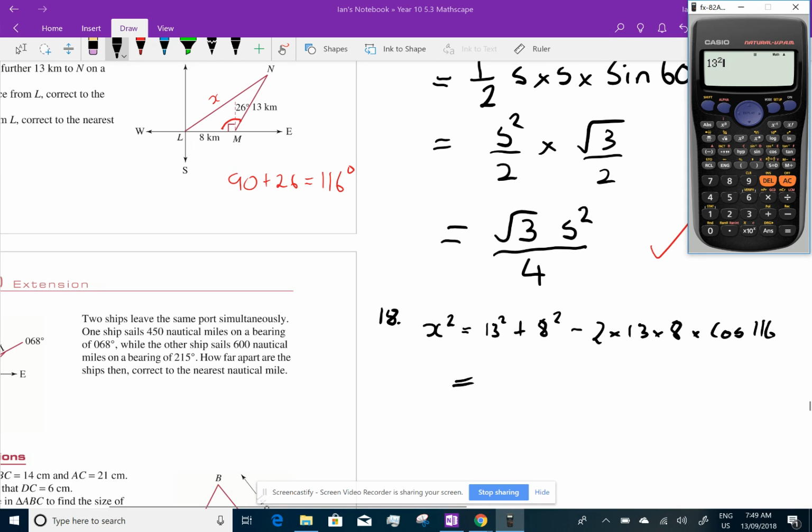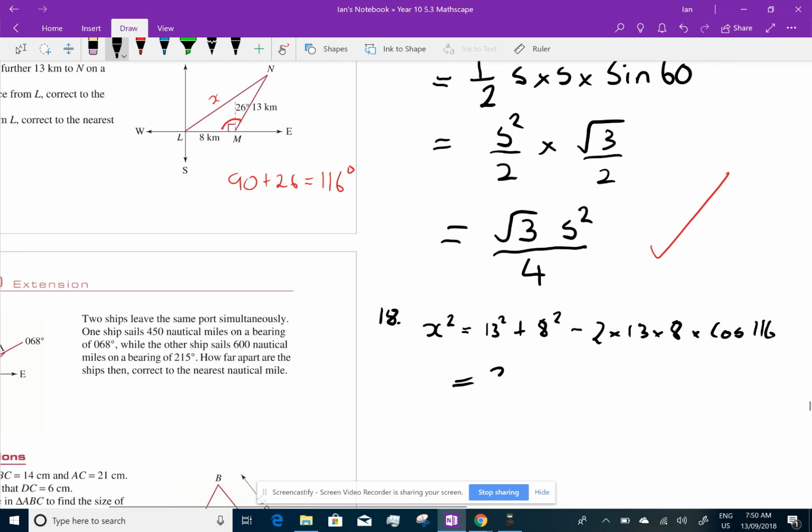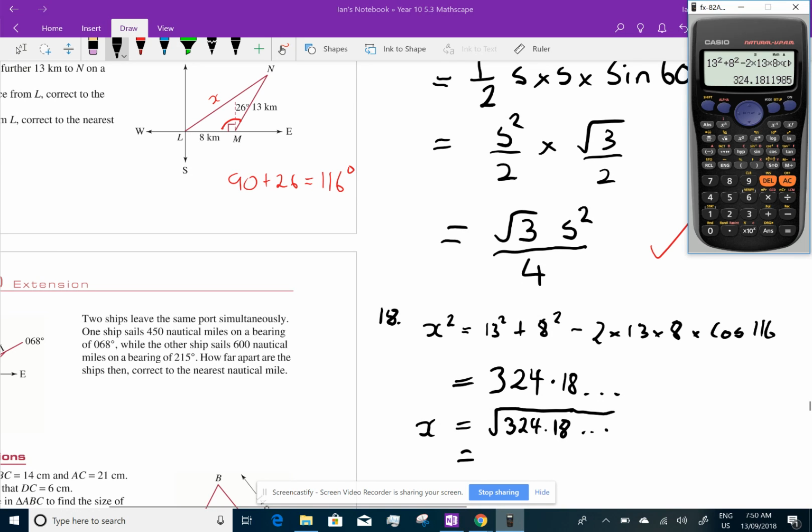So 13 squared plus 8 squared minus 2 times 13 times 8 times cos 116. So 324, I think. 324.18... Don't forget to square root that to get your final answer. So square root your answer.